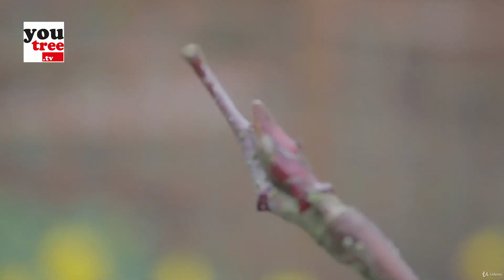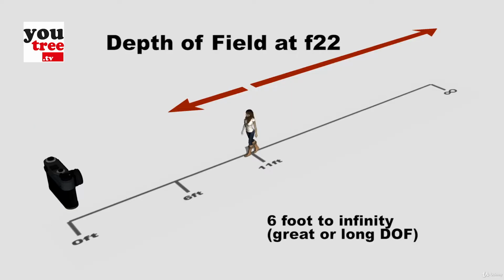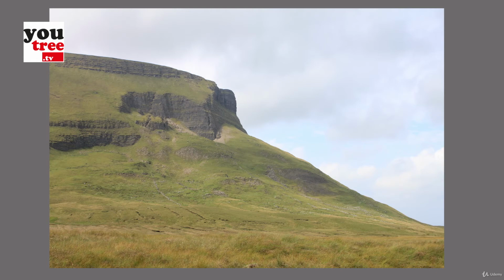Well, the iris or aperture also controls the depth of field. So at f22, if an object is 11 feet away, just over 3 meters, then everything from 6 feet away to infinity will be in focus. This is called great depth of field and is useful for taking photographs of landscapes.